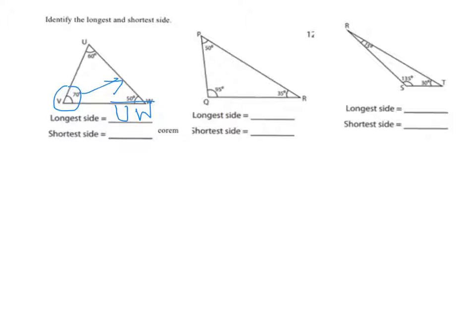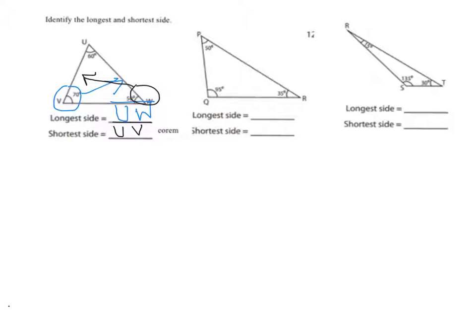Then I look at where is my smallest angle. That would be W, and it is across from UV. And you kind of notice that the two letters that are in the name are always not the angle.